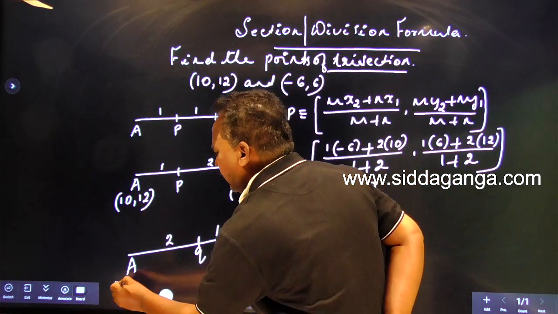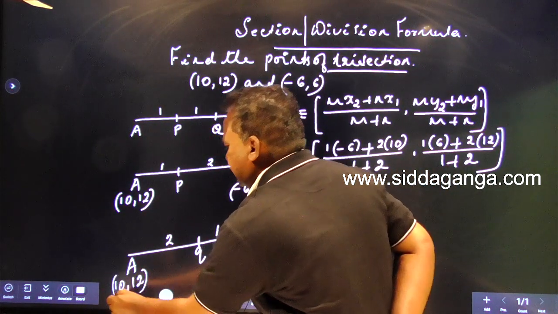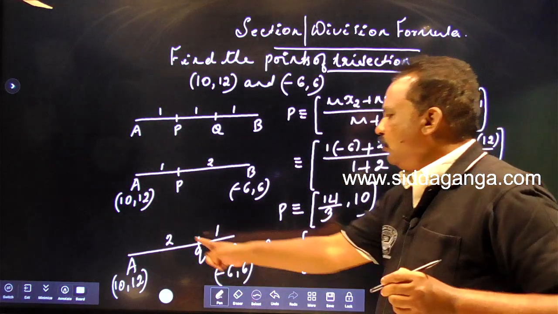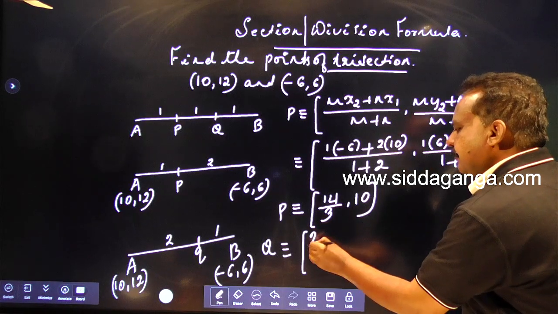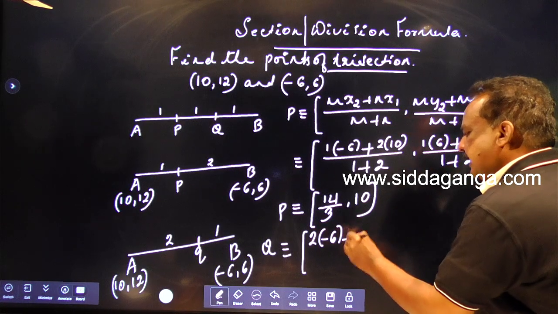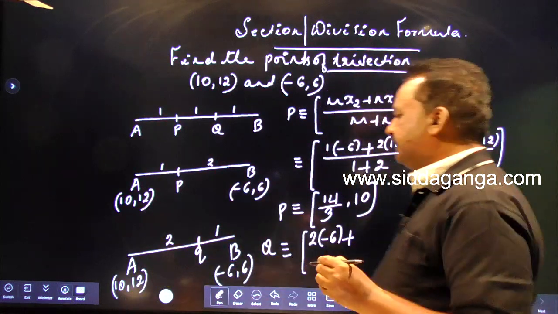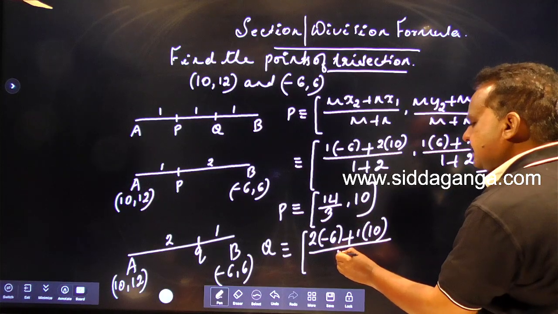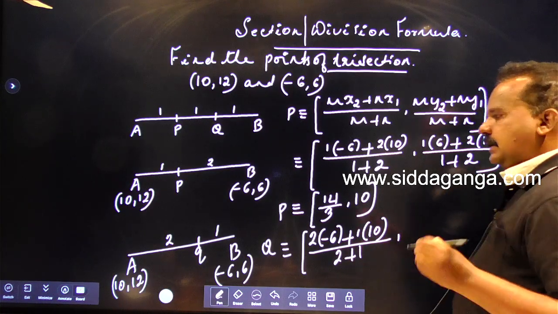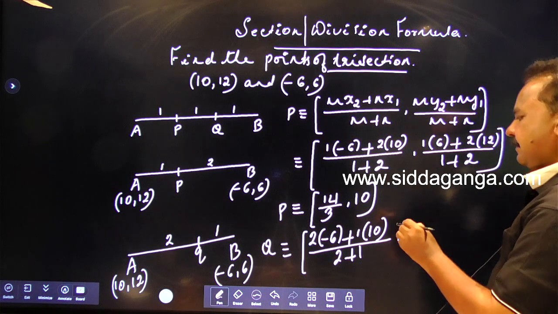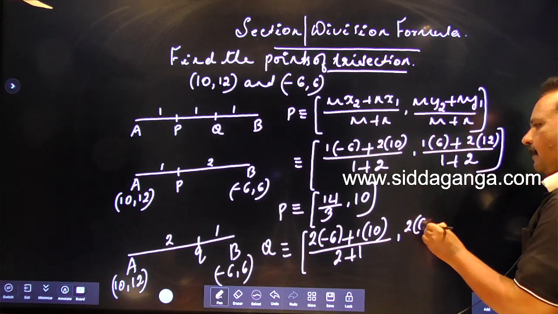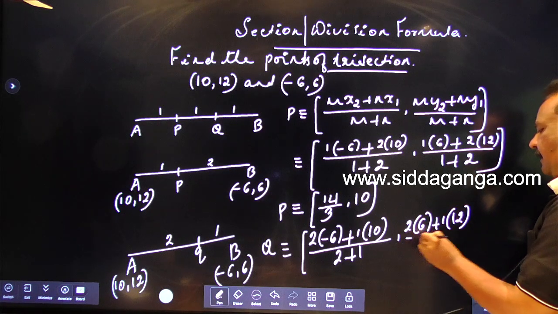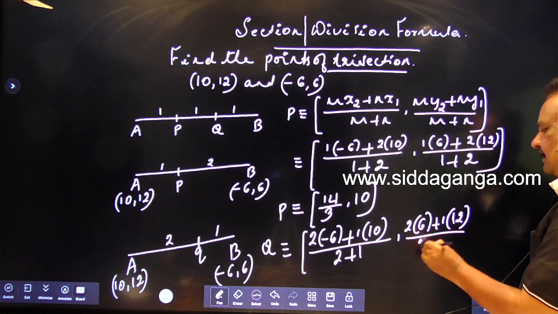Again I will write the coordinates so that you feel easier. Minus 6, 6. 2 into minus 6, mx2, plus nx1, 1 into 10, divided by m plus n, that is 2 plus 1. my2, 2 into 6 plus 1 into 12, divided by m plus n, 2 plus 1.